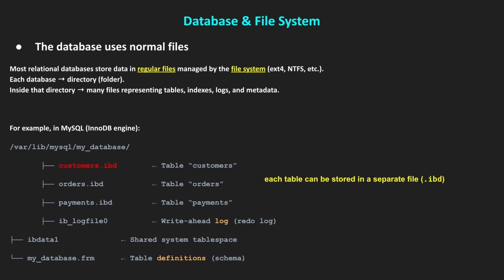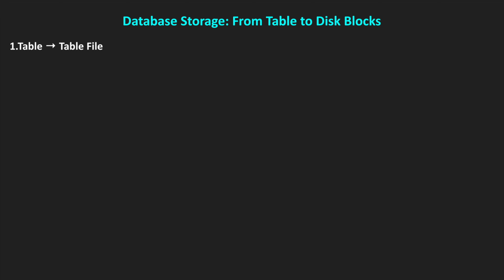So we are creating a my database folder, and inside that folder, for each of our tables, for example the customers table, we have a separate file. In our case, customers with the extension IBD. That's what happens on the file system level. But let's look step by step at what exactly happens from the time we create a table to the time when the zeros and ones are saved to the hard drive.